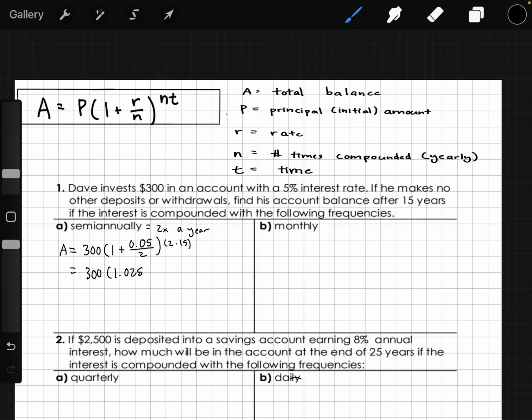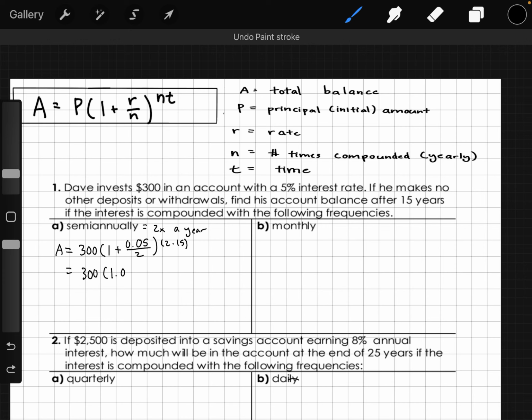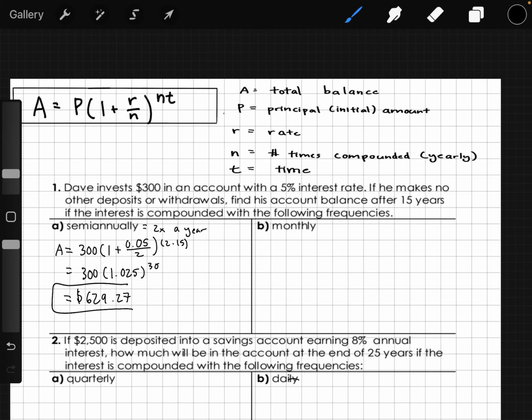This is 300 times 1.025 to the power of 30. And that equals $629.27.